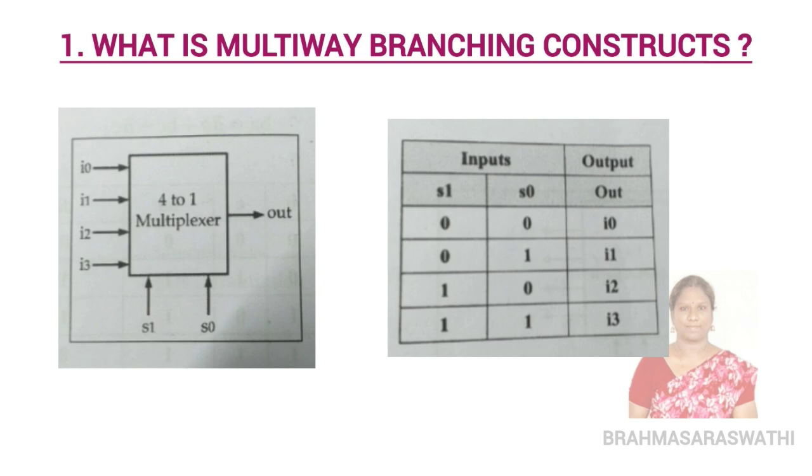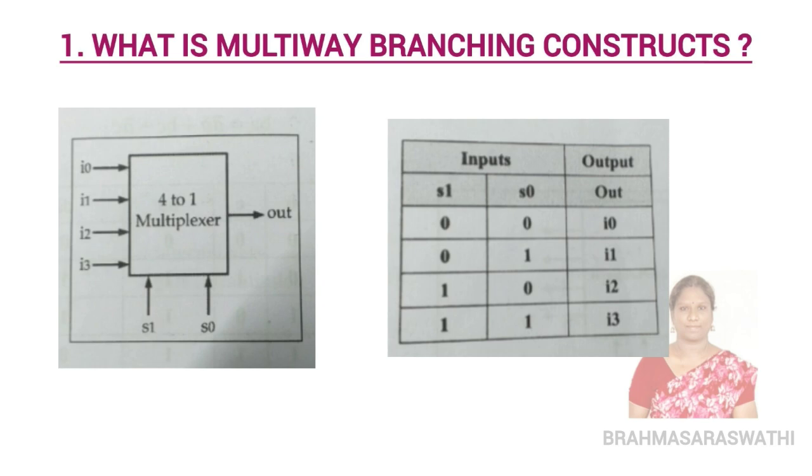The truth table has 2 selecting inputs, S1 and S0. The output is out. When S1 and S0 are 0, 0, the output is I0. S1, S0 are 0, 1, output is I1. When S1, S0 are 1, 0, output is I2. And finally, S1 and S0 are 1, 1, the output is I3. You observe the truth table.